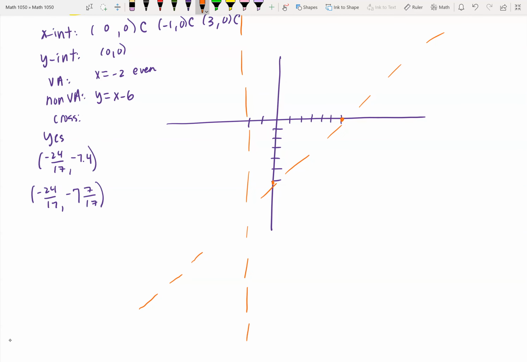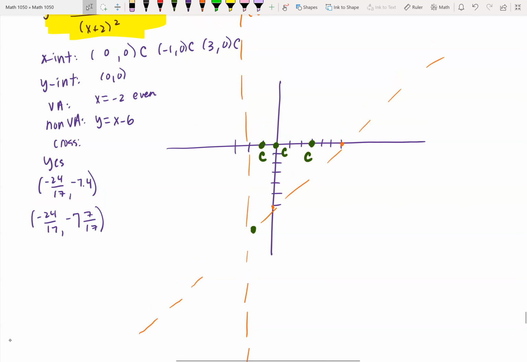Okay. 24 divided by 17 is 1.4. So if you're at a negative 1.4, you're at a negative 7 point something. I'm just going to put that dot right on that asymptote. Okay. So what else do you know? You know 0, 0 crosses, negative 1, 0 crosses, 3, 0 crosses, and I think that's it.